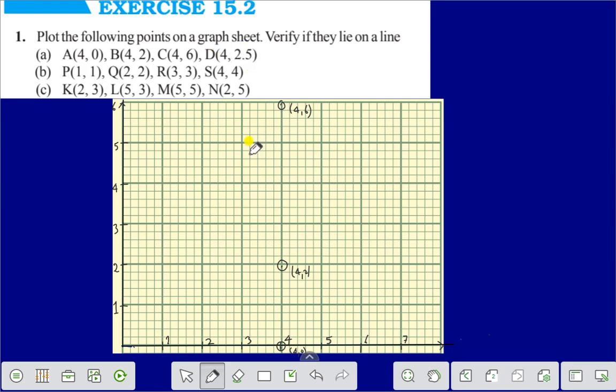And D is (4, 2.5). 4, this is 2. 2.5 means in the middle, between 2 and 3, this point is (4, 2.5). This point is A point. This is B point. This is C point. And this point is D point.